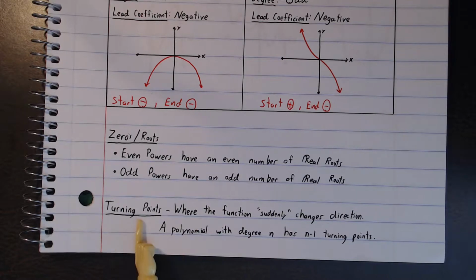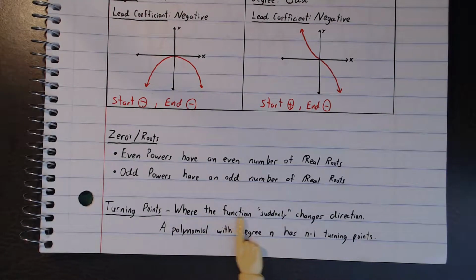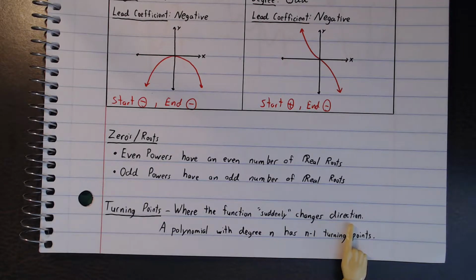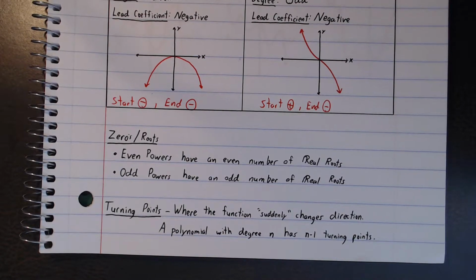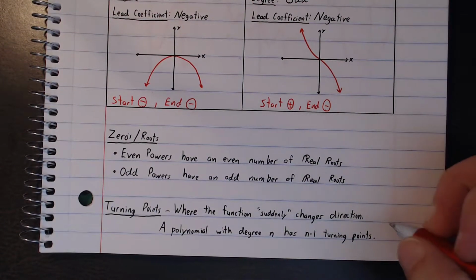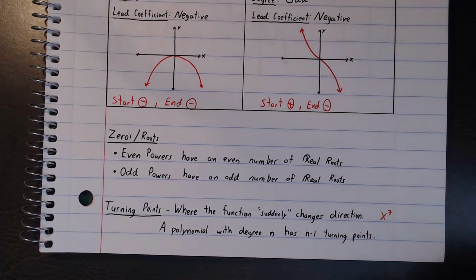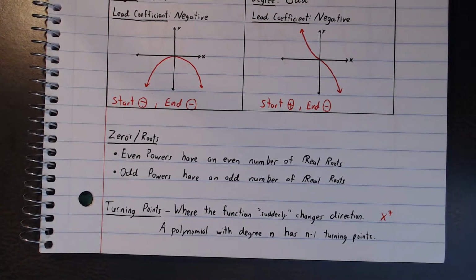As far as turning points, this is always true. A turning point is where the function suddenly changes direction. Whatever our degree is, it's going to have one less turning point. This is always true. So if we have a degree, say, of 7, x to the 7th, that means that there's going to be 6 turning points in our graph, and we will go over what that looks like in a moment.